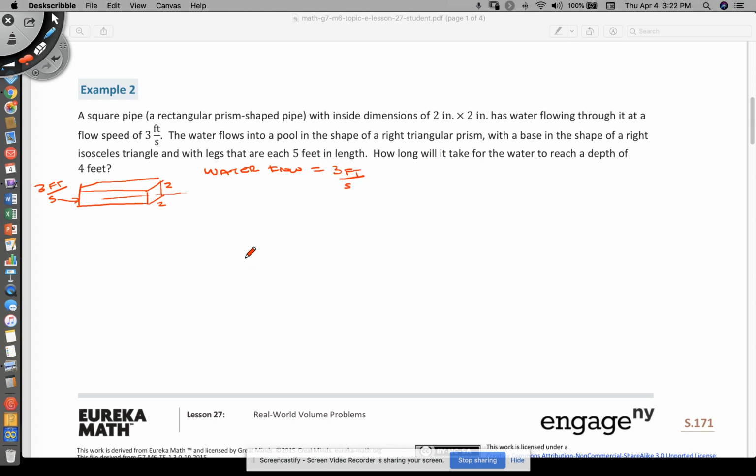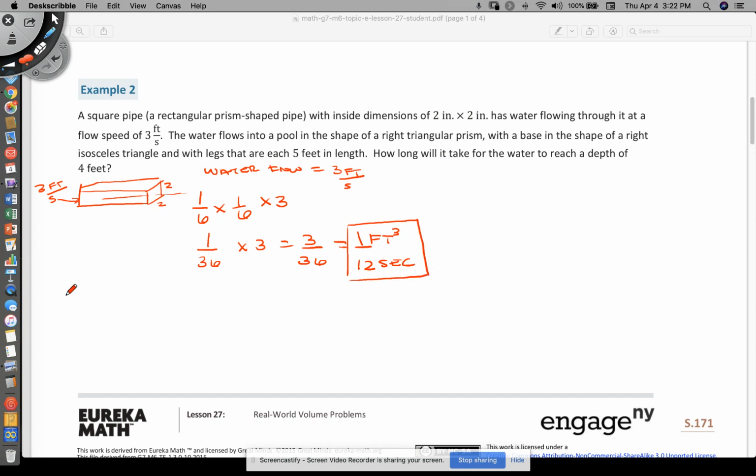All right. Now I'm going to go ahead and convert this. That 2 inches is 1/6 of a foot. So instead of doing 2 by 2, because those are in inches, I need it to be in feet. I'm going to say 1/6 times 1/6 times 3. That's going to give me 1 over 36 times 3 gives me 3 over 36. Okay, I can reduce that to 1 over 12. So 1 cubic foot in 12 seconds. That's what that answer means.